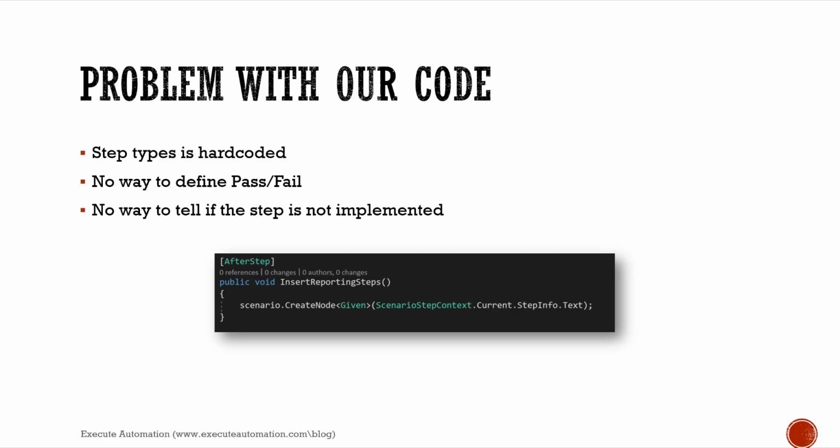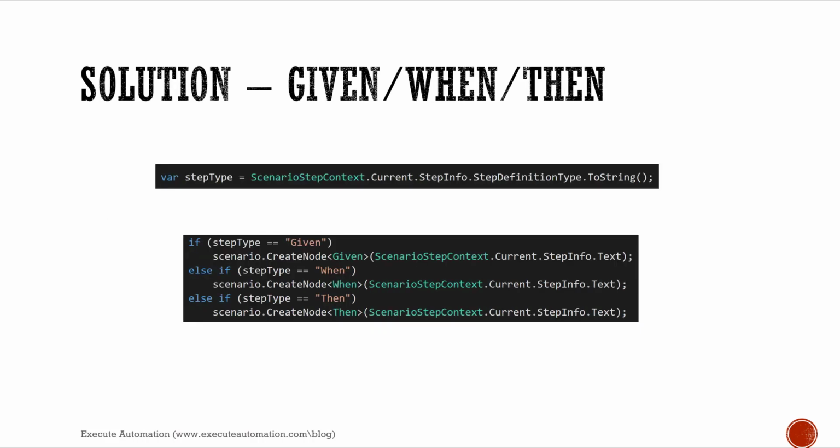And similarly, there is no way to tell if the step is not implemented, because if there is a step in the scenario that is not implemented, then it should report that as a skip or something like that. Those are some of the most important things that have to be reported as a part of extent report, so that people can understand that the report is really interactive, not just like a log that you can see even from a text file. So in order to overcome this problem, we have a few solutions.